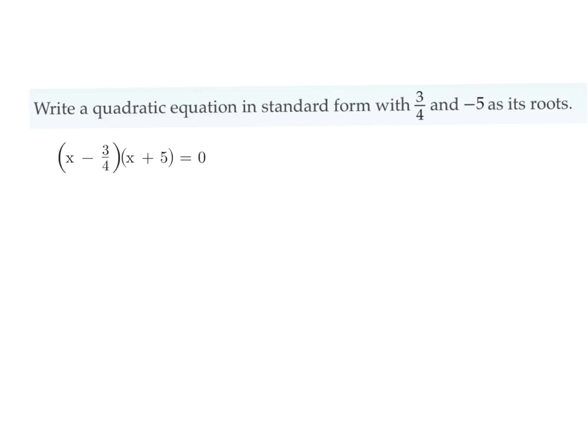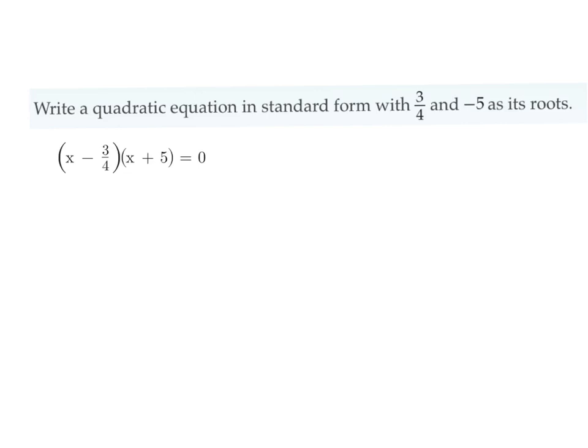So this is where I start. I take my root, put it in with the opposite sign, and I have 2 binomials. Right. And it always equals 0. Okay, set it equal to 0.